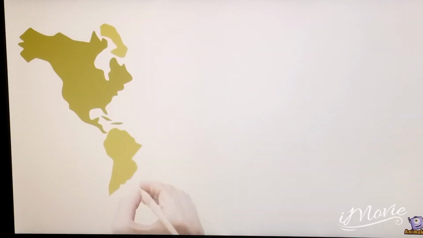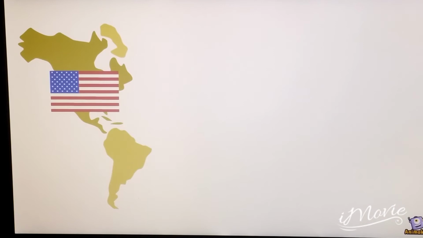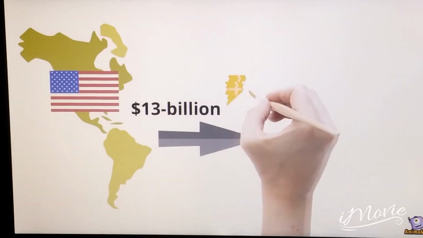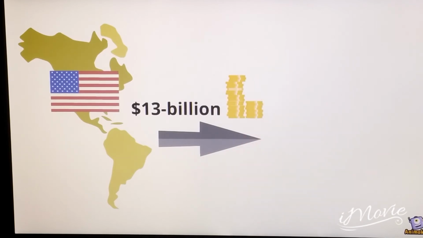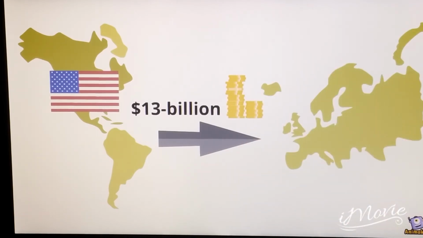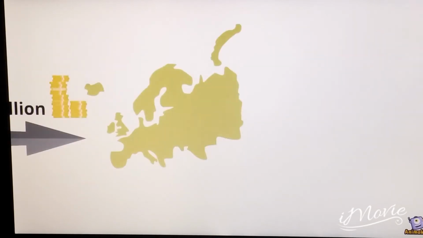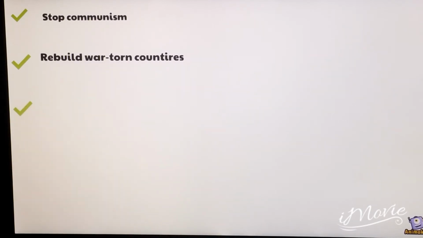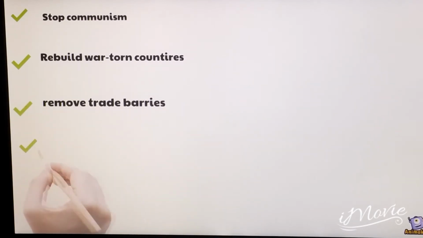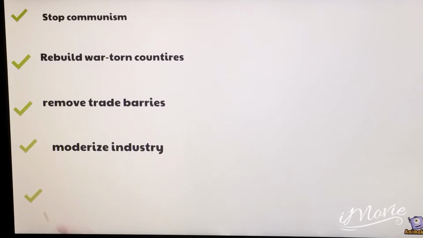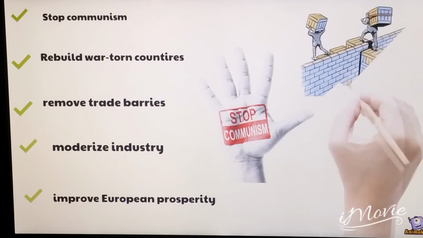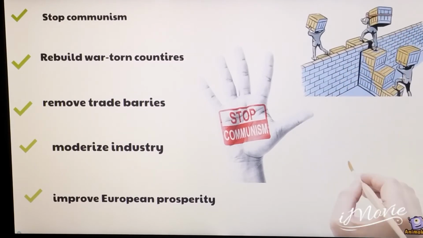The Marshall Plan was an American initiative to aid Western Europe, in which the United States gave over $13 billion in economic assistance to help rebuild Western European economies after World War II. The Marshall Plan was created to stop the spread of communism in European countries, but also to rebuild war-torn countries, remove trade barriers, modernize industries, and improve European prosperity.